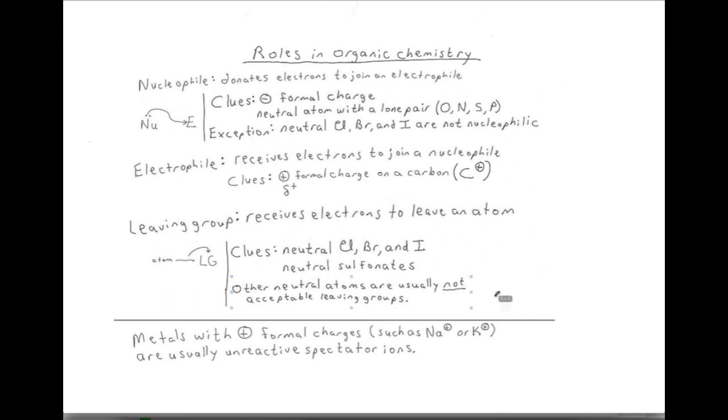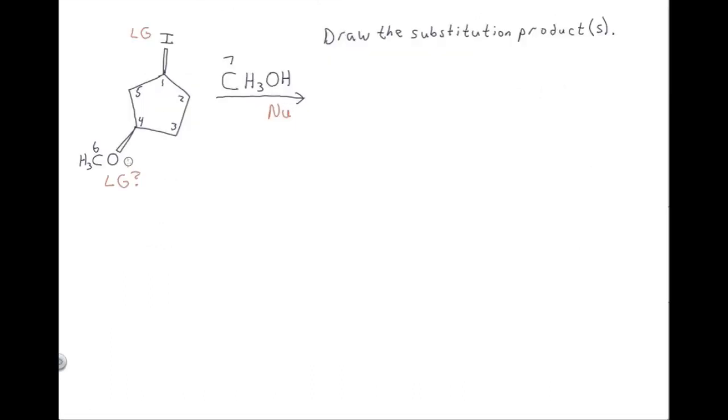The general rule is that neutral atoms are usually not acceptable leaving groups unless you have specifically learned otherwise. So it looks like we should not use this oxygen as a leaving group. Neutral oxygen is not an acceptable leaving group. That means that we would treat carbon 1 as our alpha carbon. That'll be a secondary alpha carbon.